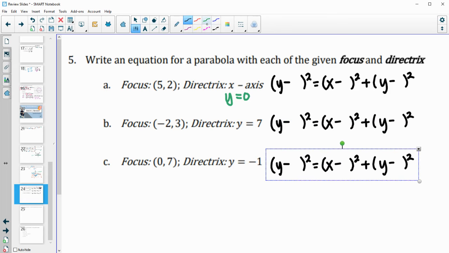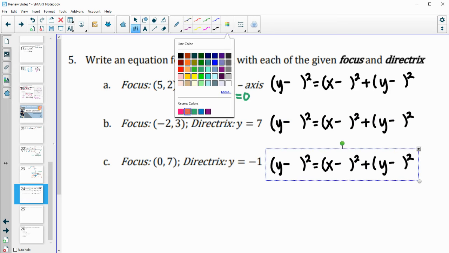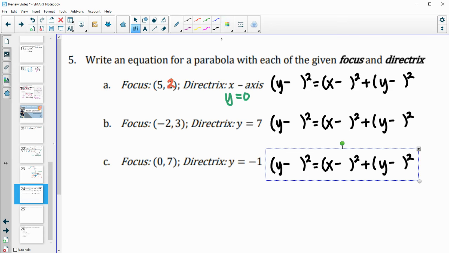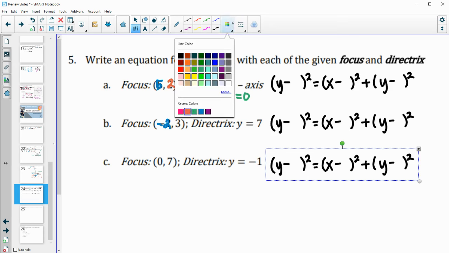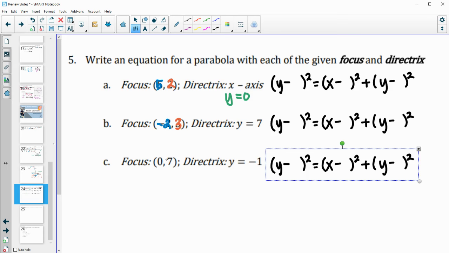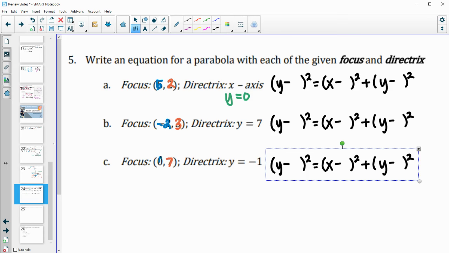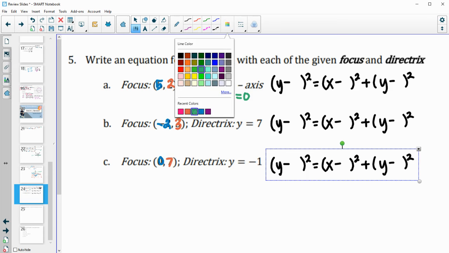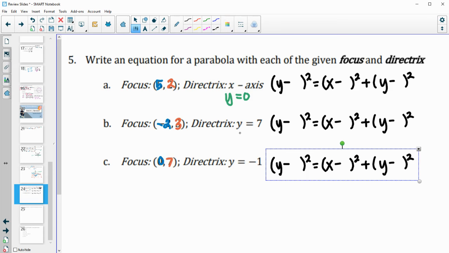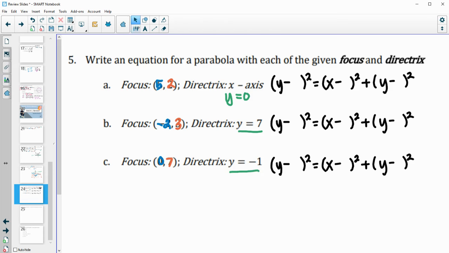And then in this first one, we've got the focus given to us. So we've got (5, 2), and in this next one, we have the point (negative 2, 3). Let me just get these colors on here. And then we've got (0, 7) for that last one. And then in each of these next ones, we had the directrix given to us. Okay, so then let's plug our stuff in.